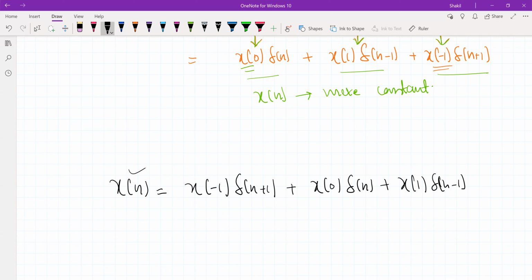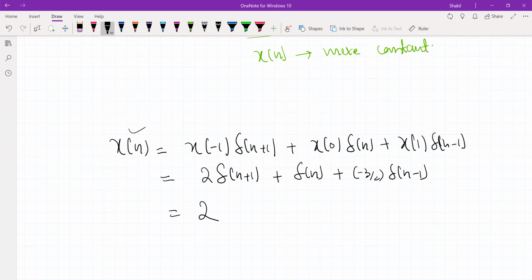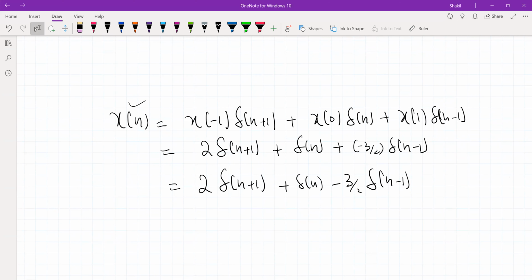We can express this in terms of values. What's the value of x of minus 1? It is 2. So this is 2 delta n plus 1, plus x of 0 is 1, so it is simply delta n, plus x of 1 is minus 3 by 2, times delta n minus 1. Or you can write it as twice delta n plus 1, plus delta n, minus 3 by 2 delta n minus 1. This is how you express x of n in terms of delta sequences.